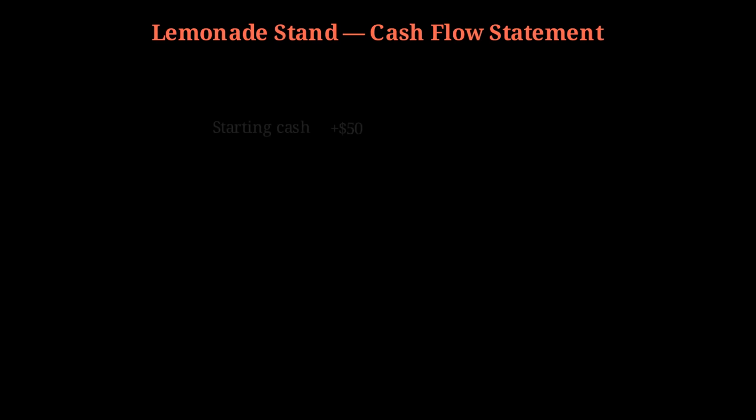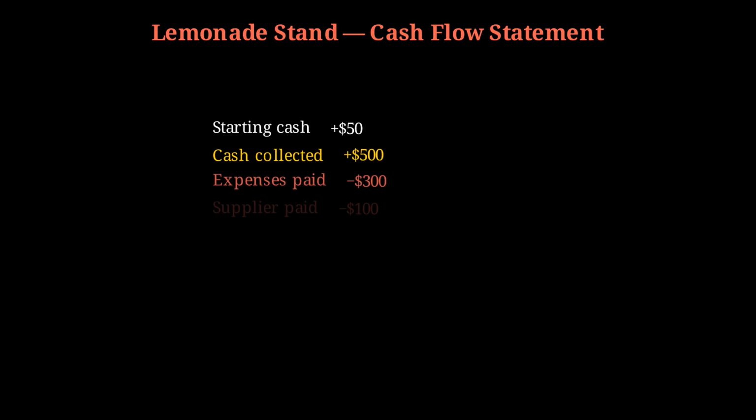Did you generate cash? You started the month with $50 in cash. You collected $500 from customers, all sales were in cash. You paid $300 for expenses: lemons, sugar, cups, rent. You paid $100 to your supplier for previous purchases. You spent $50 on inventory for next month.